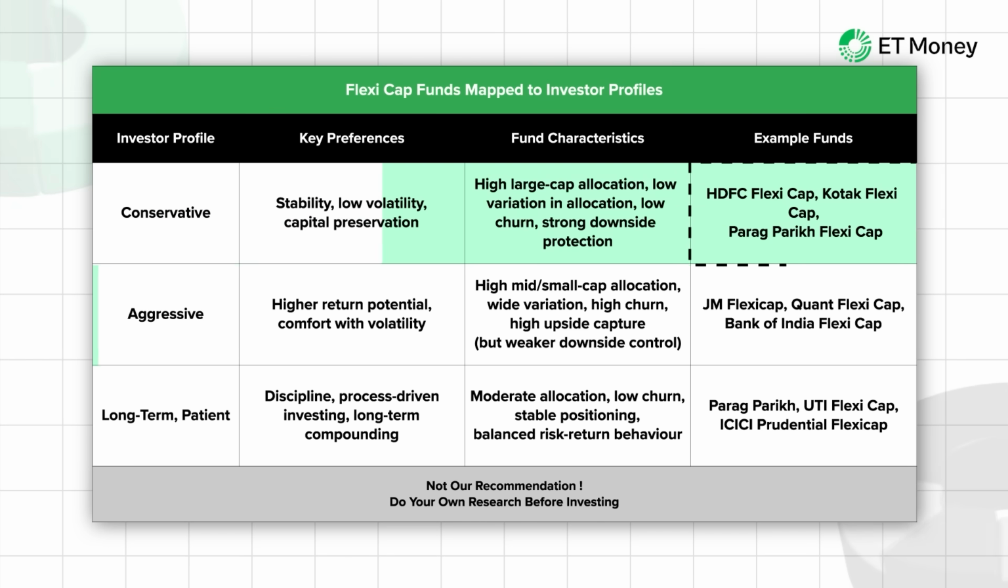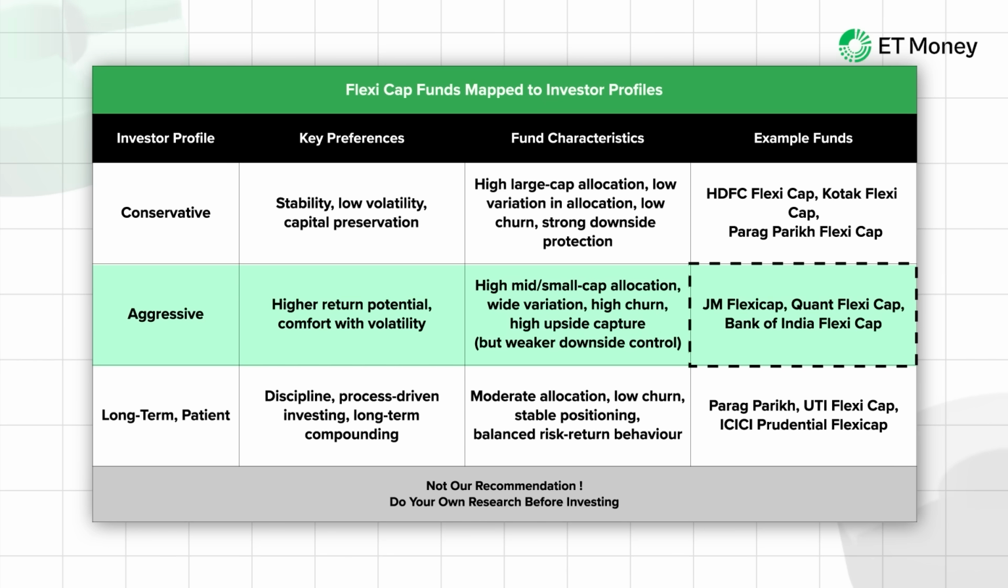For a relatively aggressive investor, the priorities are different. You are comfortable with higher volatility. Now, for those investors, you might prefer funds that actively shift their market cap exposure, take bold mid and small cap bets, and aren't afraid to churn the portfolio. Funds like JM Flexi Cap, Quant Flexi Cap, and Bank of India Flexi Cap fall into this bucket. Now, they are designed to capture upside during bull markets, even if it means deeper drawdowns when markets correct.